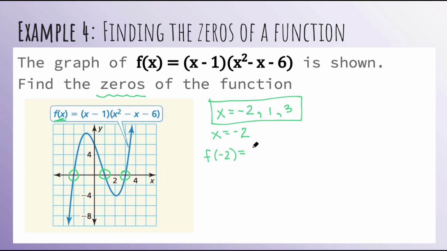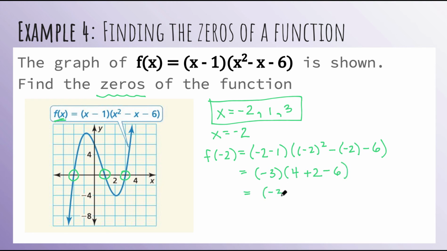So wherever we have an x, we're plugging in a negative 2. So we have negative 2 minus 1, and then we have a negative 2 squared, and then we're subtracting a negative 2, and then we're subtracting 6. So as we simplify, this first quantity here becomes negative 3. Inside this parentheses, we have a negative 2 squared, which is 4. A negative and a negative is a positive, so we end up with a positive 2, and then we're subtracting 6. Continuing to simplify, we have a negative 3 times 4 plus 2. So 4 plus 2 is 6, minus 6 turns into 0.